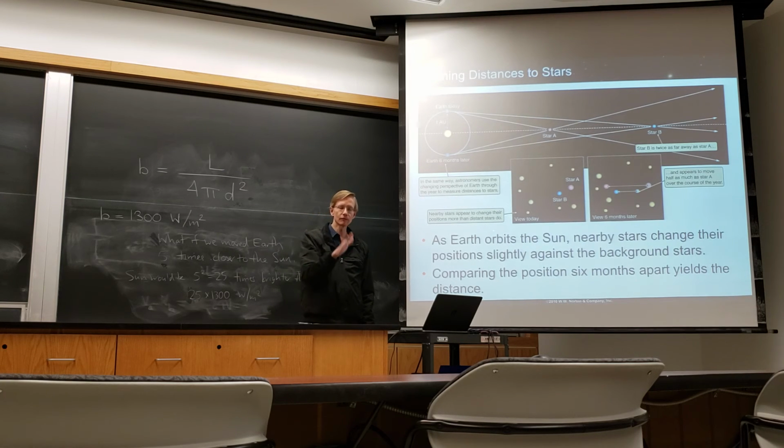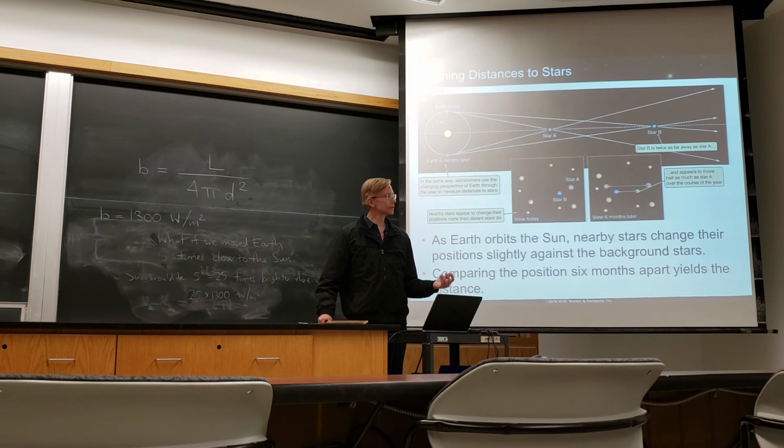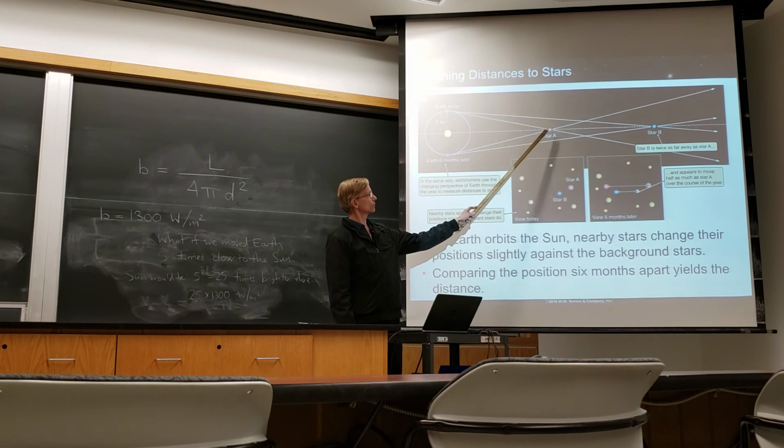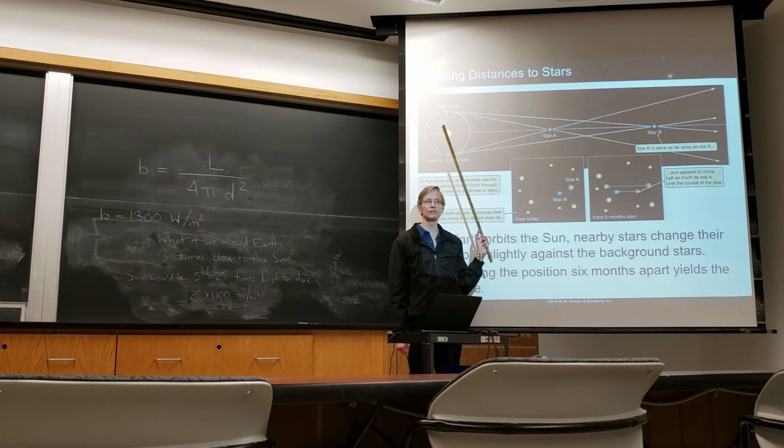Stars shift back and forth a little bit on the sky as seen from Earth as we orbit the sun because of our changing point of view. So which of these two stars would shift back and forth more, star A or star B? Which one will have a bigger shift back and forth over the course of the year?